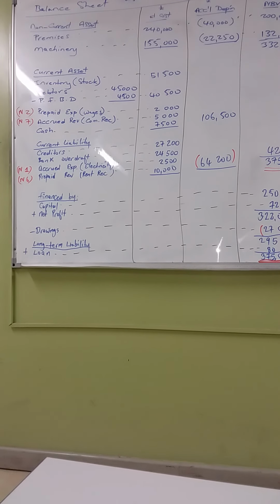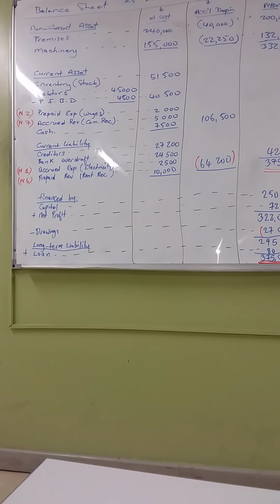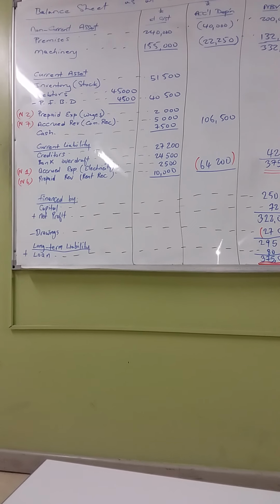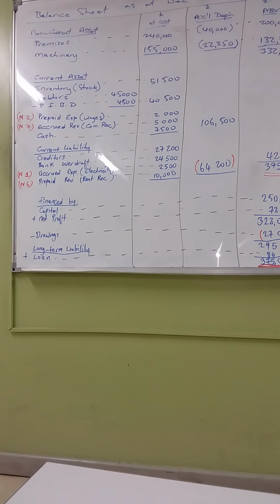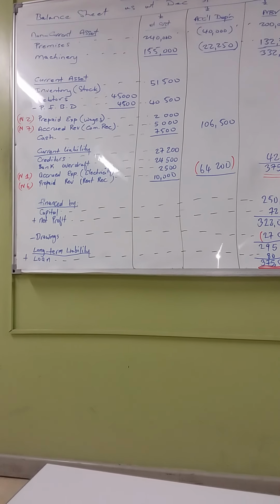Started off with your creditors. Another name for your creditors, guys, is accounts payable. So if ever you see in the question accounts payable, they're making reference to your creditors. Another name for your debtors, so your debtors can also be called accounts receivable. So if you see the word accounts receivable or receivable, it is speaking about your debtors.